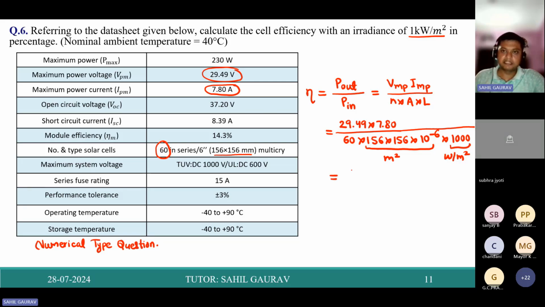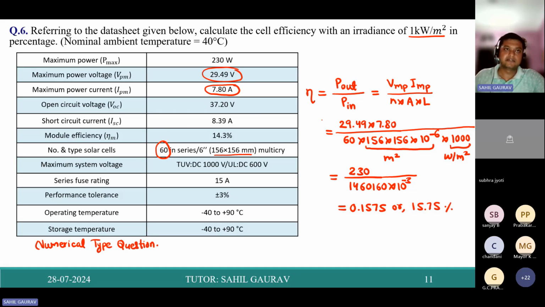So it will come as 230 upon 1460 into 10 to the power minus 3. So it will give you 0.1575, or in percentage it will give you 15.75%.